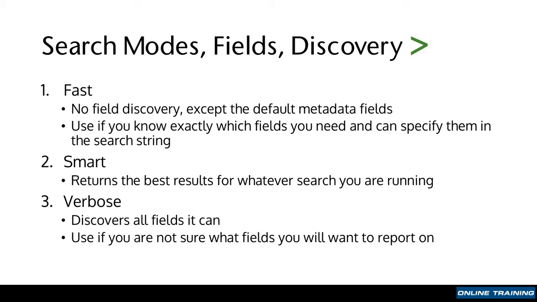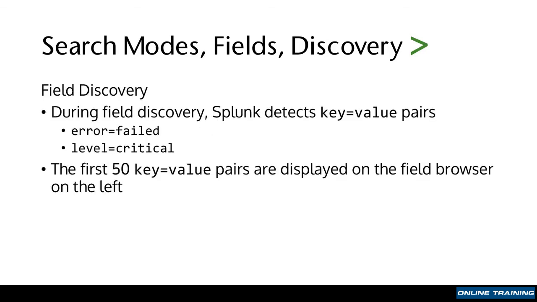Okay, so smart mode and verbose mode, I said that Splunk uses Splunk's engine to discover fields. Well, how does that actually happen? During field discovery, Splunk detects fields that are key value pairs. That's what a field is in Splunk. Key equals value. So error equals failed, level equals critical. Those would be examples of fields. Error equals and then anything, that would be an example of a field. Anything equals anything, that's an example of a field as well.